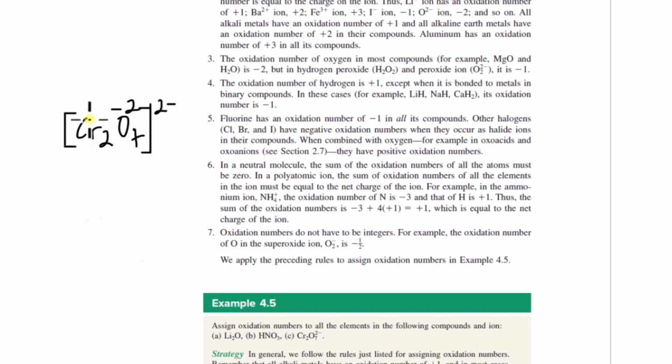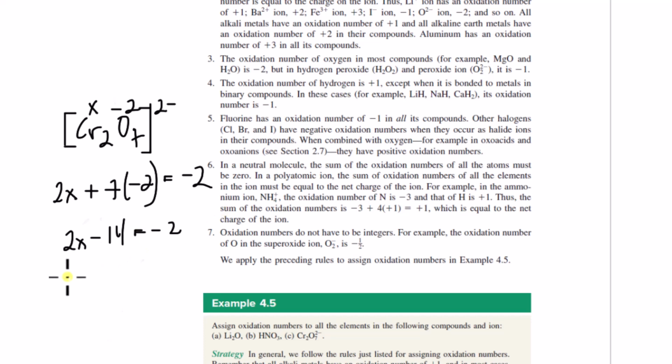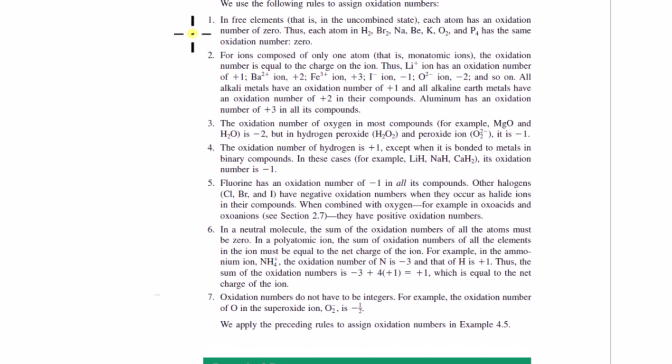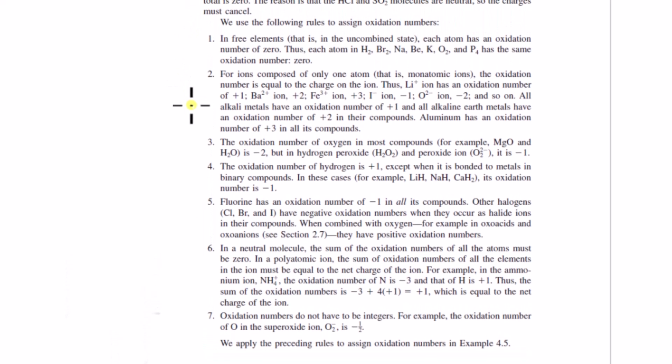If we say that for each of the chromium atoms the oxidation number is X, then applying the sum rule, 2 times X plus 7 times -2 must equal -2. So 2X minus 14 is equal to -2. 2X is equal to 12. X is equal to +6. You see? And so we can come to rule 1 and the first part of rule 2. The sum rule is going to help us to understand these rules.